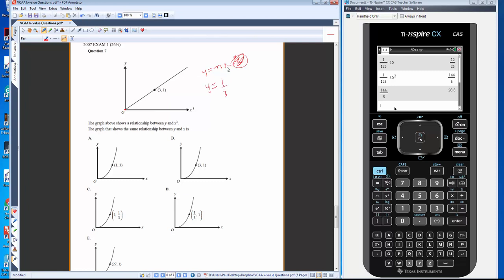1 on 3, and it's not x, it's x. Okay, so one of these has the same relationship. So what you want to do is sub the coordinate points given in each of these into this equation here, and one of them will satisfy it. Okay, so you just need to go methodically.